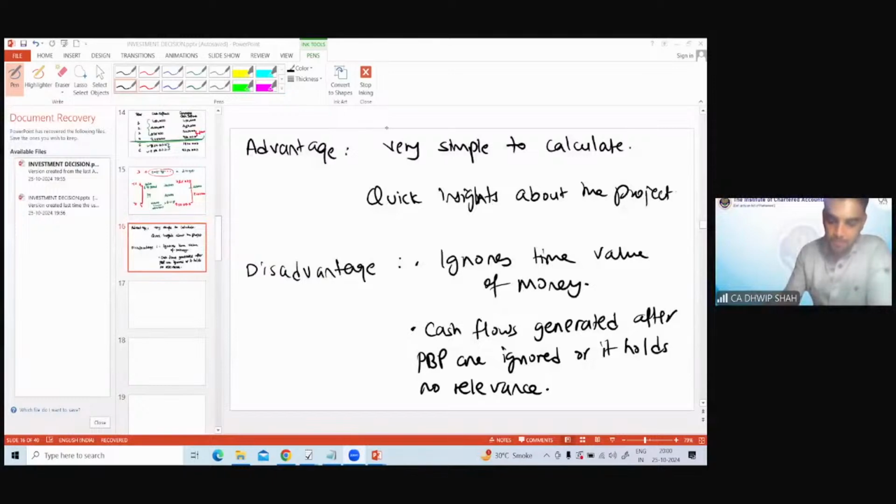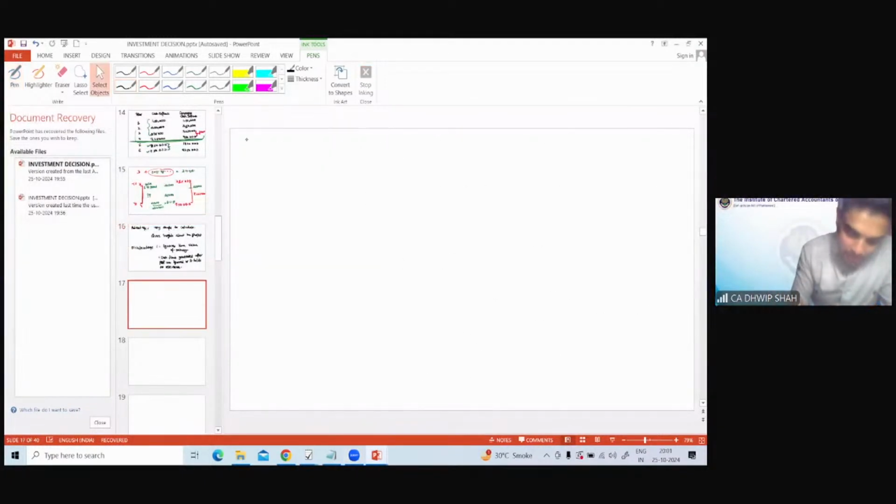Understood? Payback period. The next technique is discounted payback period. What would be the difference between payback and discounted payback period? Discount factor. Correct. The disadvantage of the payback period is being solved by discounted payback period. We need to consider the present value of the cash inflows and then calculate cumulative cash inflows. Time value of money.